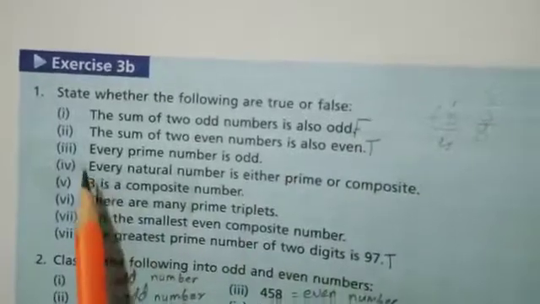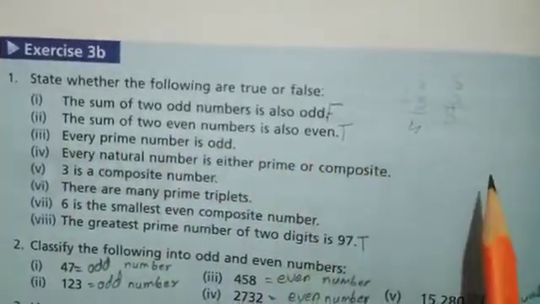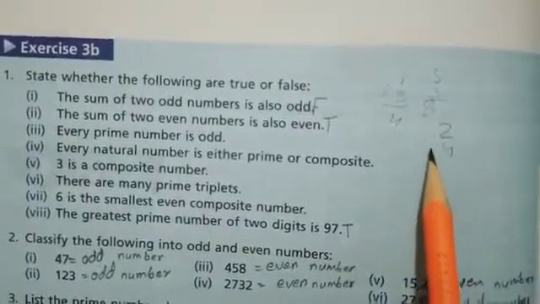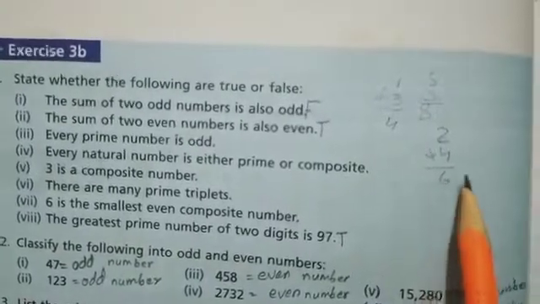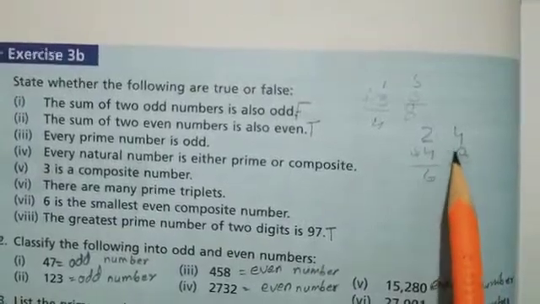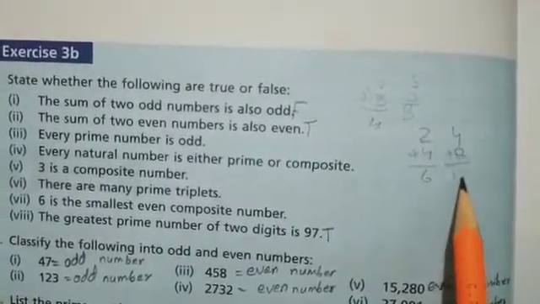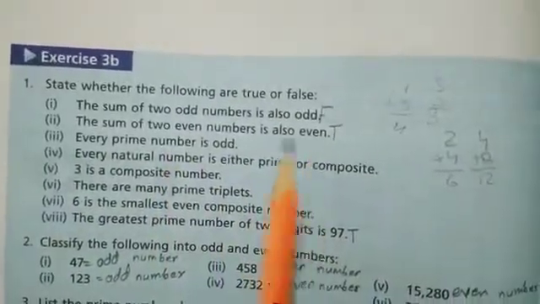Okay. Next, the sum of two even numbers is also even. Yes, we take 2 and 4, which are even numbers. We add these values. 2 plus 4 is 6. Take another example, 4 and 8. Both numbers are even. We add these values. 4 plus 8 is 12. Answer comes also an even number. It means this statement is also true.